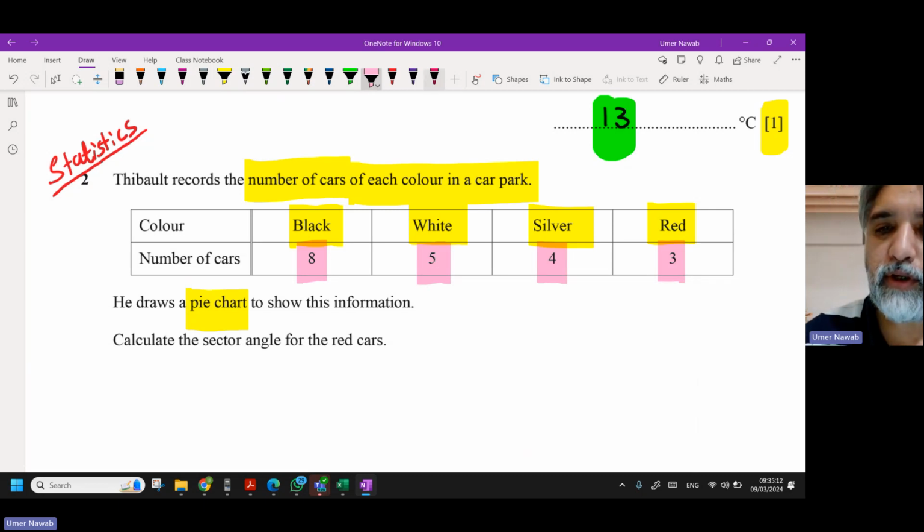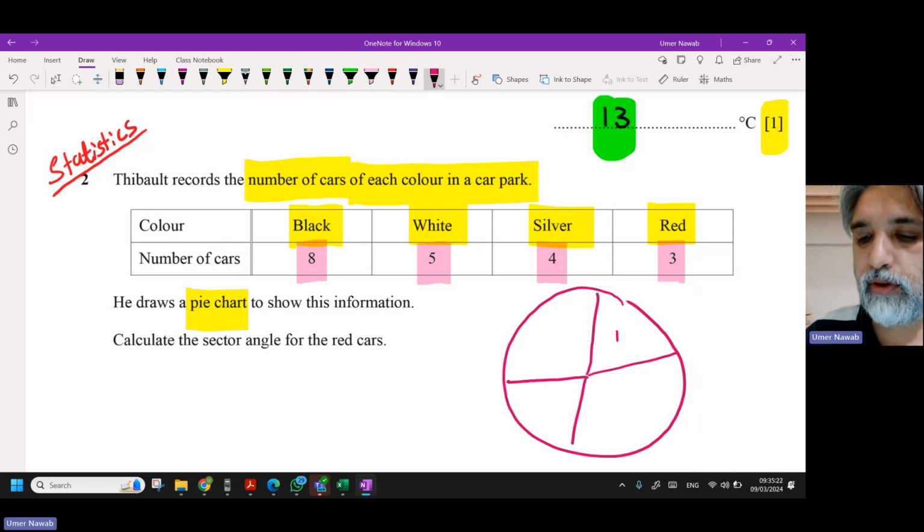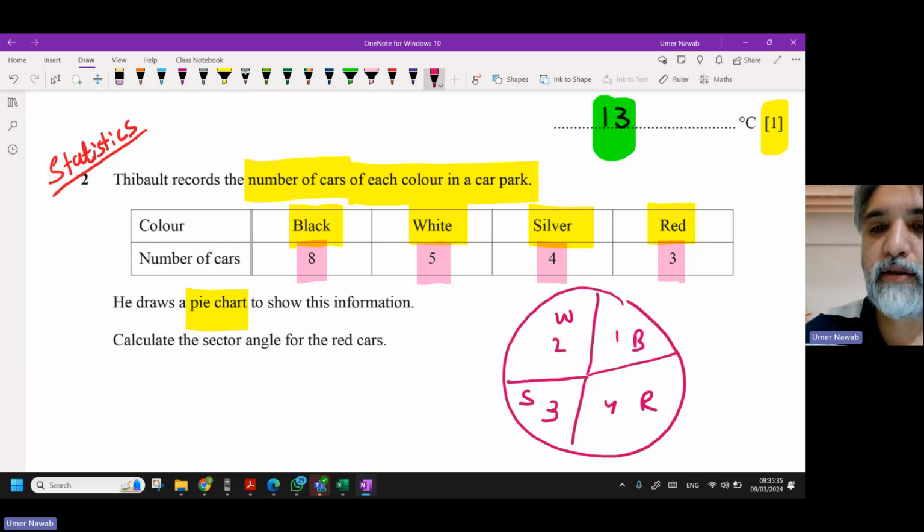So we draw a pie chart. Everyone knows a pie chart is like a circle which is divided into sectors. So 1, 2, 3, 4 sectors I have made. Maybe this is for black, this is for white, this is for silver, and this is for red. Every sector is recognized by the angle which it makes at the center. And how can I get the angle? This is very easy.